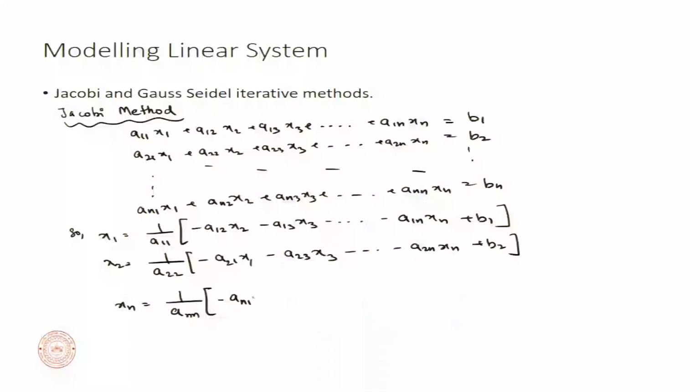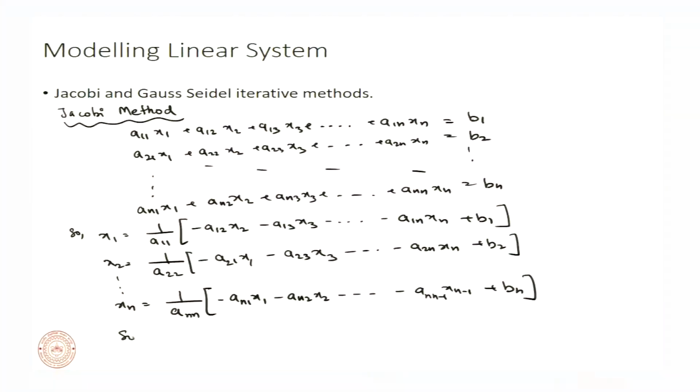Now your natural question from this is that we do not know any of these variables, right? We do not know x1 to xn. Then how do we go about getting these expressions? What the Jacobi method says is that to get all of these x1, x2, xn, we will solve this iteratively. We will start with a guess value and substitute that guess value into our expression to get the first iteration. So let's start with a guess value.